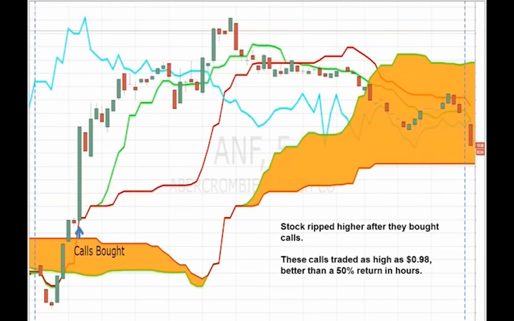After they buy these calls, they trade as high as 98 cents in that same session, meaning that a trader that would have taken this position would have experienced a 50% profit in a matter of hours. I don't know how to replicate something like that using stock. It's very, very difficult to do.